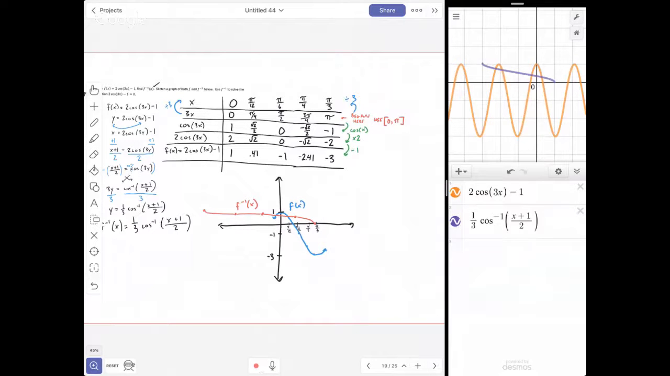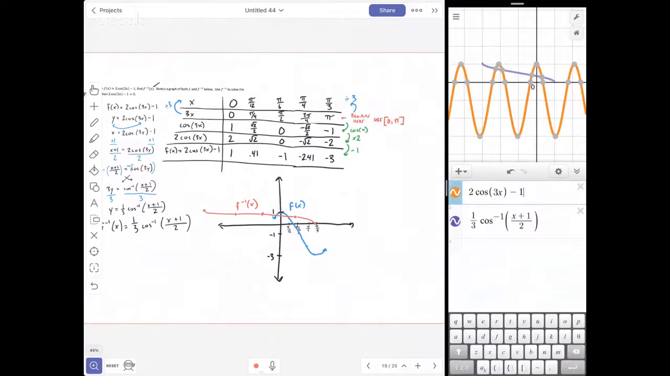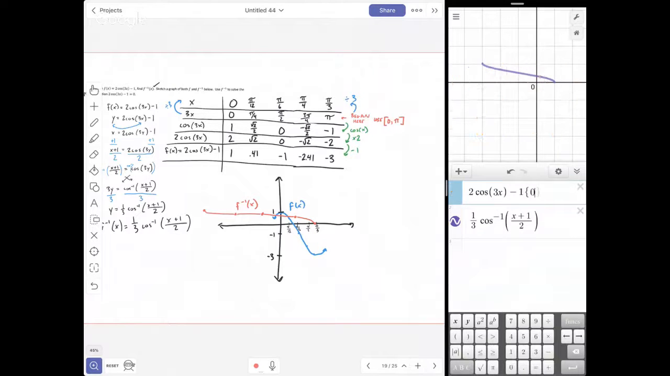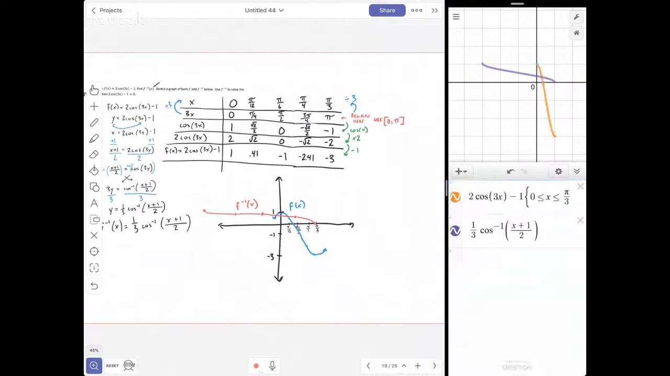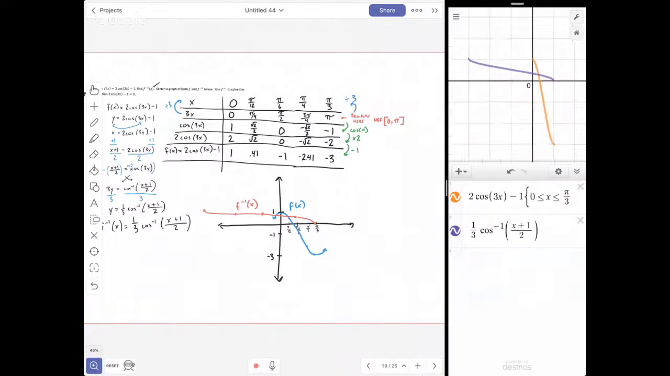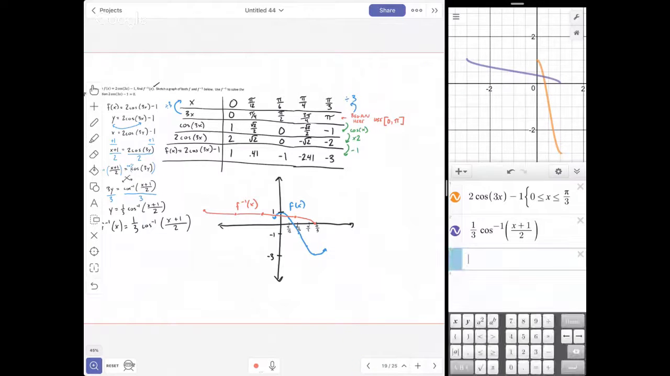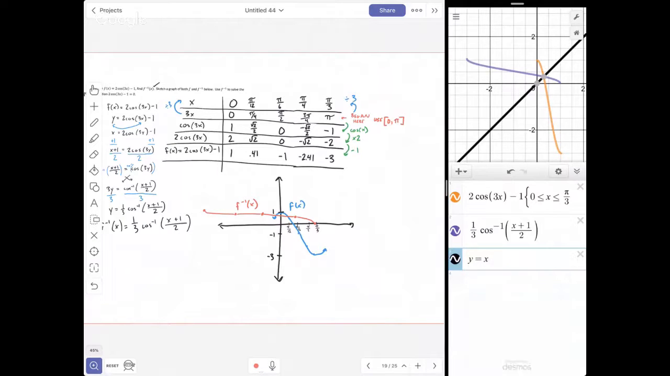And what we're trying to see is that if we only graph this one on this domain from 0 to pi/3, just the domain on which it's invertible, 0 less than or equal to x less than or equal to pi/3, then here we go, we see this nice reflective symmetry. And we notice that this graph is a reflection about the line y equals x. That's real pretty.